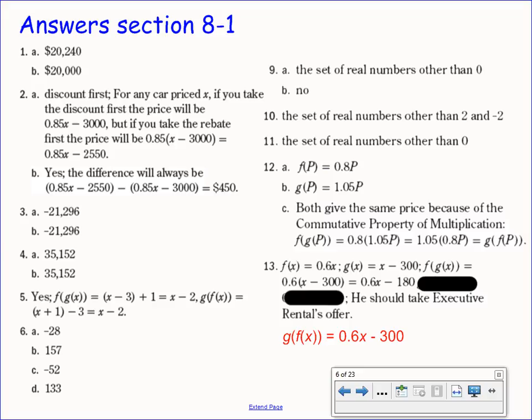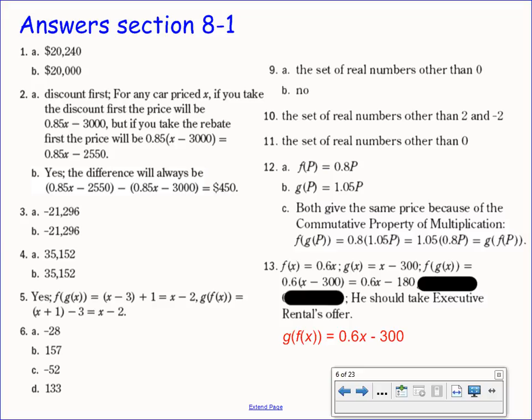In 1A, $20,240. B, $20,000. 2, the discount first, right? For any car priced X, if you take the discount first, the price will be 0.85X minus 3,000. But if you take the rebate first, the price then will be 0.85 times quantity X minus 3,000, or 0.85X minus 2550. Yes, the difference will always be $450. 3A is negative 21,296. B is negative 21,296. 4A is 35,152, and the same for B.